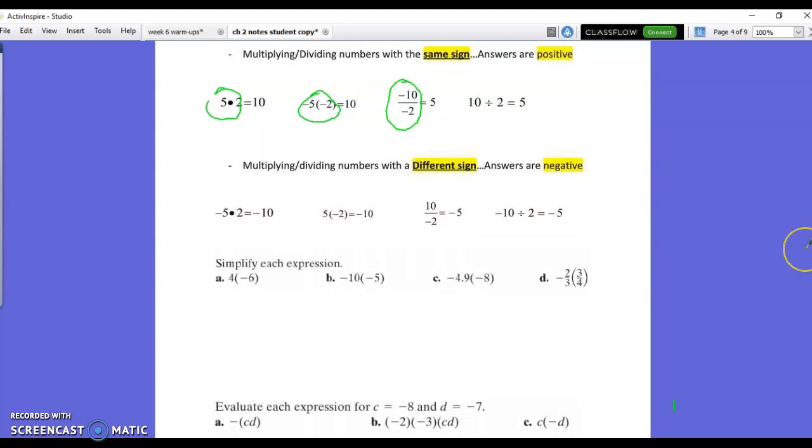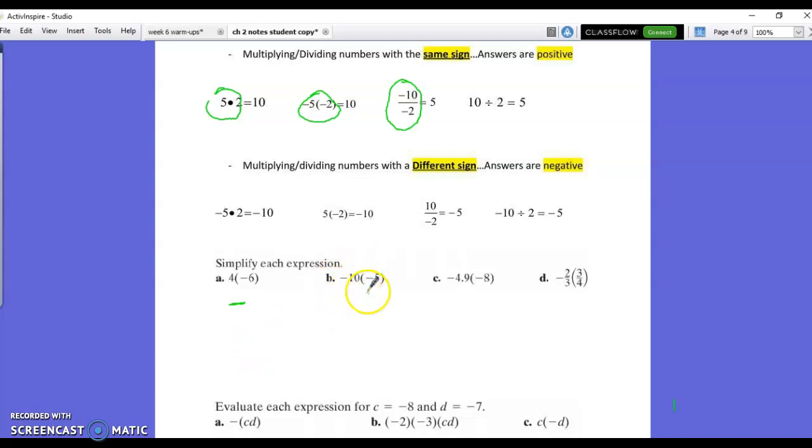All right, so for this section right here, for A, B, C, and D, all I want to know is whether these are going to be positive or negative. And again, you can plug these into your calculator and get your final answer, but we're just focusing on whether they're positive or negative. Remember, when numbers are connected by just parentheses, that means the operation is multiplication. So in this case, we have a positive 4 and a negative 6, so the answer is going to be negative, because it's one of each.